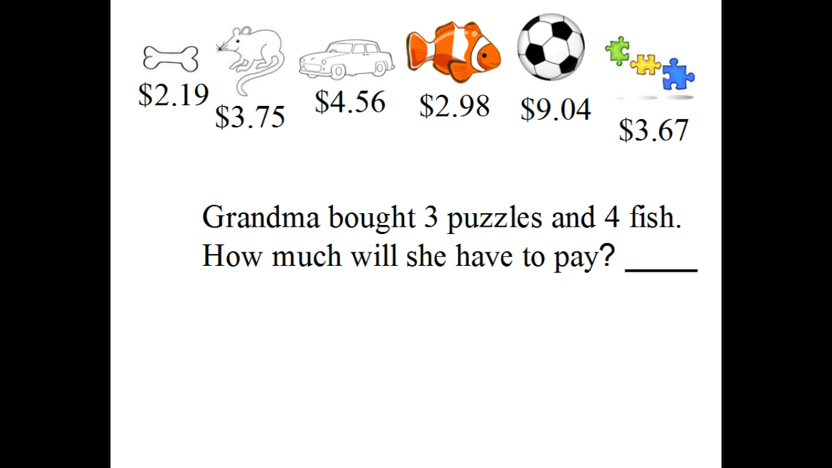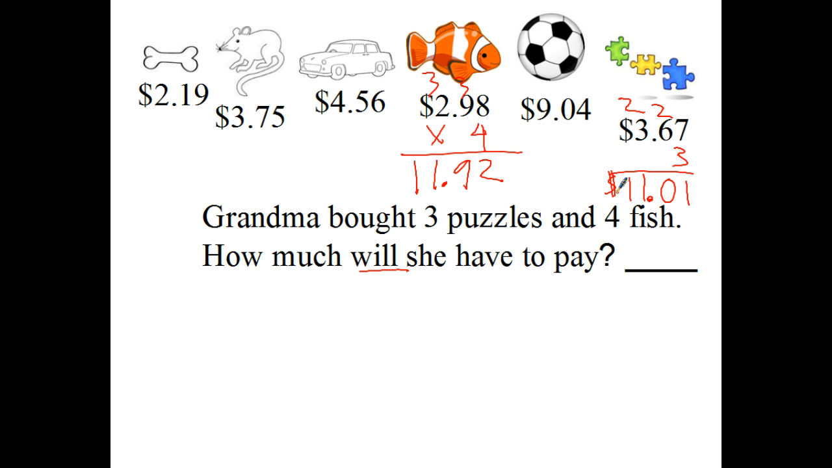Grandma bought 3 puzzles and 4 fish. How much will she have to pay? So I'm just looking for her total cost. 3 puzzles and 4 fish. Let's multiply them out. 32, 36, 39, 8, 11. $11.92 for the fish.